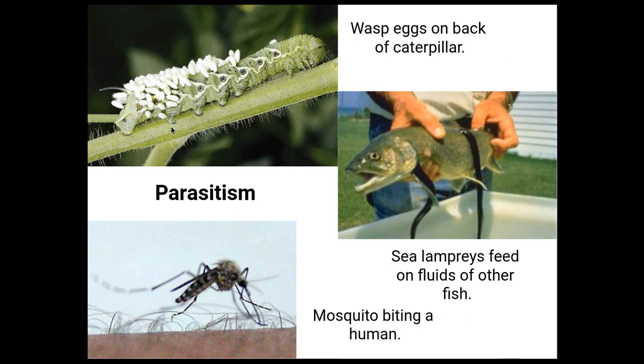Here's another example of parasitism, wasp eggs on a caterpillar. It's harming the caterpillar in the process. Wasp doesn't care, it needs a place. So that is a parasite. Mosquitoes are parasites. They suck blood, they make us itchy. They definitely don't benefit us in any way. So that is a parasite. Leeches on lampreys, they suck blood. Another example.